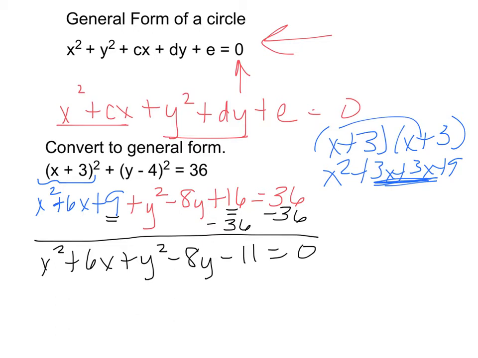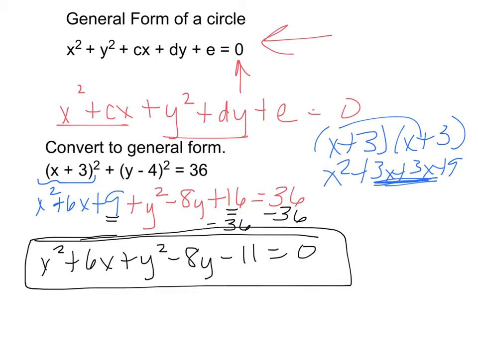And there it is. That's general form. As long as you have it equal to 0, you're in good shape. You have a problem in your homework that asks you to convert from the center radius form into general form, and people always struggle with that. So I wanted to make sure that I showed you an example of that where all you have to do is just multiply it out and set it equal to 0.